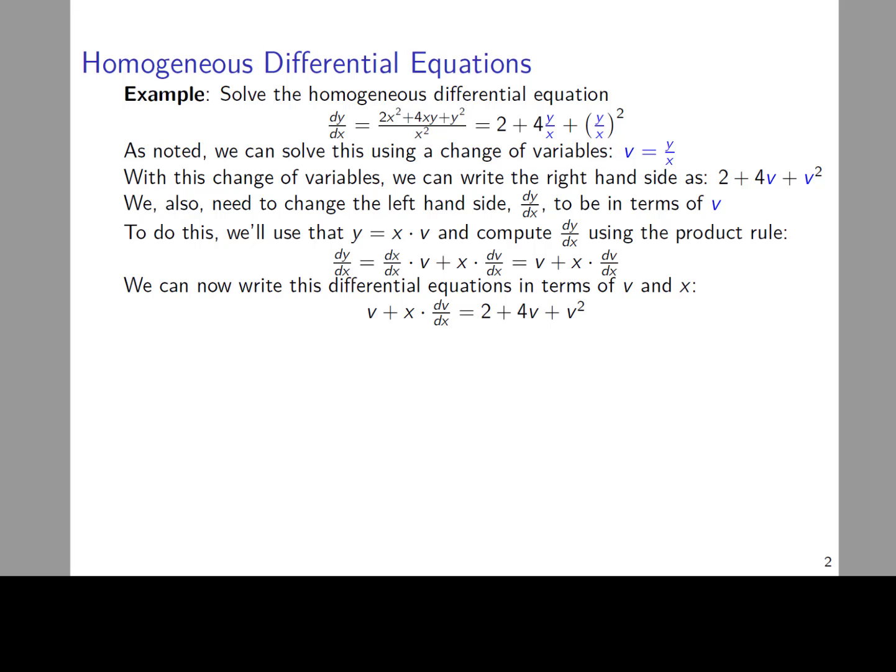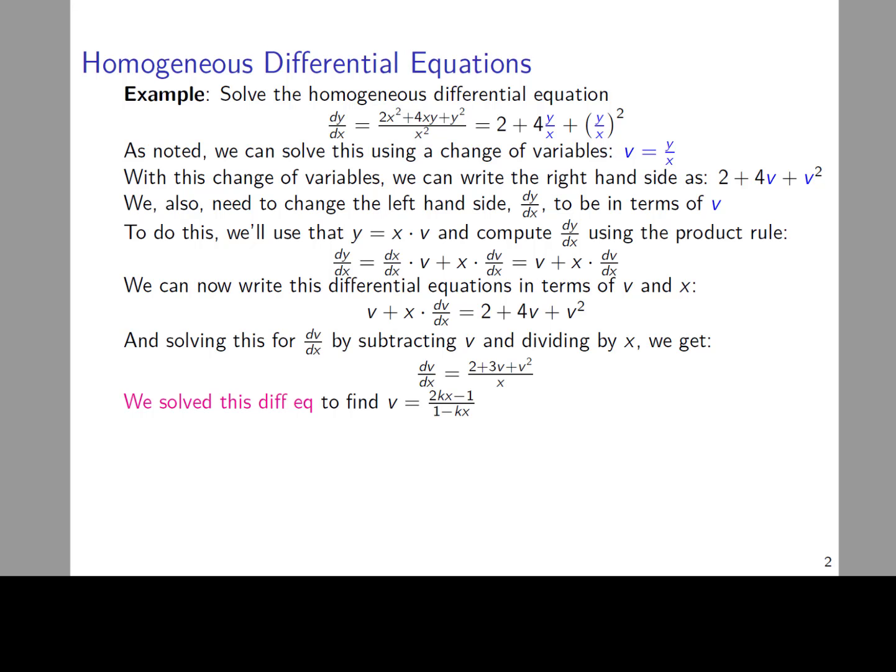We can now write our differential equation in terms of v and x. Using the change to v we just computed, this can be written as v plus x times dv/dx equals 2 plus 4v plus v squared. In solving this for dv/dx, by subtracting v, then dividing by x, we get that dv/dx equals (2 plus 3v plus v squared) all over x. This is now a separable differential equation.